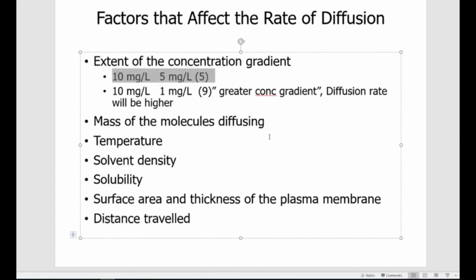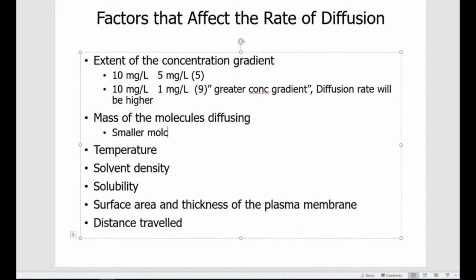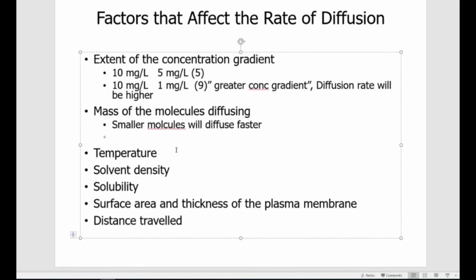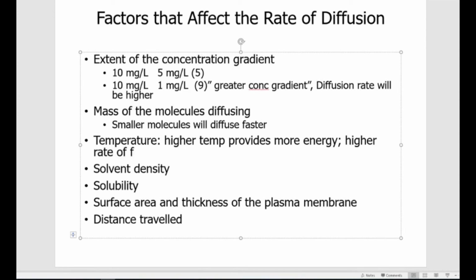Mass of molecules diffusing. So this just means smaller molecules will diffuse faster. And you can understand that, right? Smaller things can go through small space easier, so they can move faster. And larger molecules will move slower. All right? And the temperature. So higher temperature provides more energy, right? And with that extra energy, molecules can move faster, right? So it will be a higher rate of diffusion.